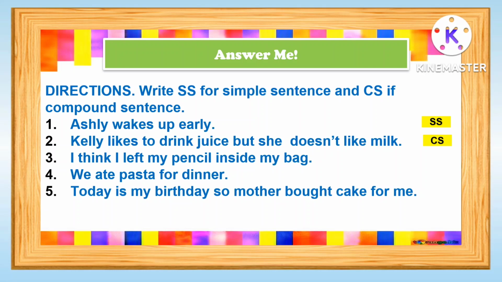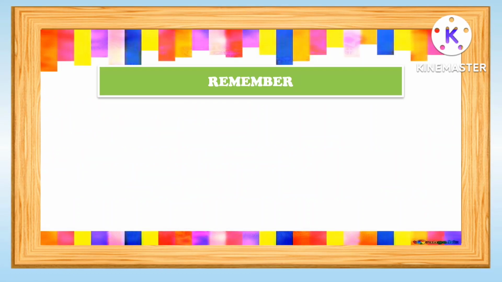Number 3. I think I left my pencil inside my bag. The correct answer is very good. SS for simple sentence. Number 4. We ate pasta for dinner. The correct answer is well done, kids. SS. And lastly, today is my birthday, so mother bought cake for me. The answer is compound sentence. Well done, kids.